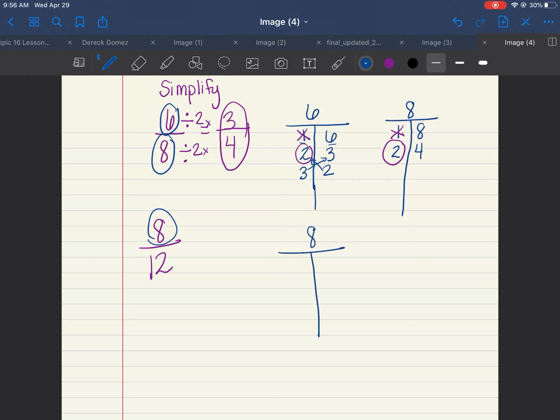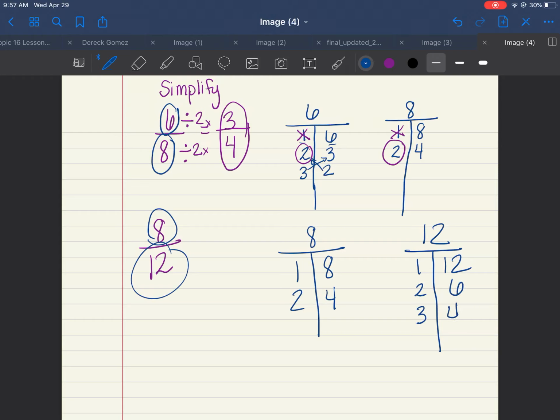So remember, to simplify, we need to divide. We need to make it smaller. So I'm going to start with the number at the top, which is an 8. And we have 1 times 8, 2 times 4. That's it, right? Now 12. What numbers can I multiply that will give me 12? So we start with 1. 1 times 12. 2 times 6. 3 times 4. 5, no. 6, yes, but it's already there. 7, no. 8, no. 9, no. 10, no. 11, no. 12, yes, but it's already here.